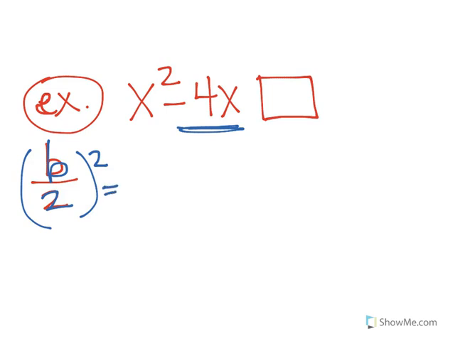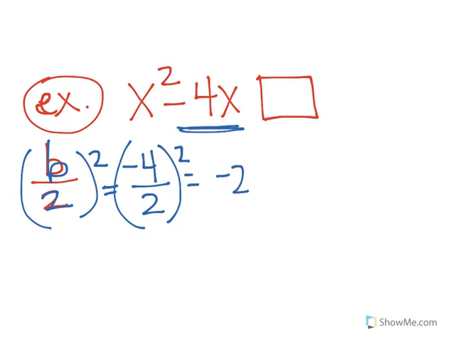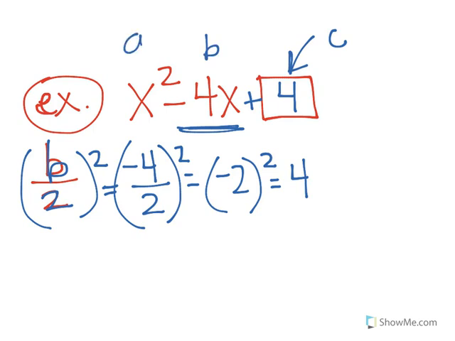So if your b value is negative 4, you divide that by 2, and you'd square that. Negative 4 divided by 2 is going to give you a negative 2, and then you're going to square that. And that's going to give you a positive 4, because a negative 2 times a negative 2 gives you a positive 4. So whatever you get from taking the b value, dividing it by 2, and squaring it, you're going to put in this little box. Okay? This gives you c. This little box is c, this is your b, and this is your a.